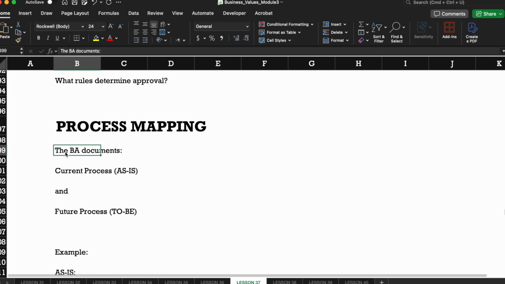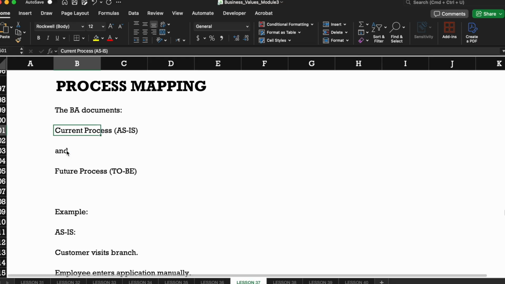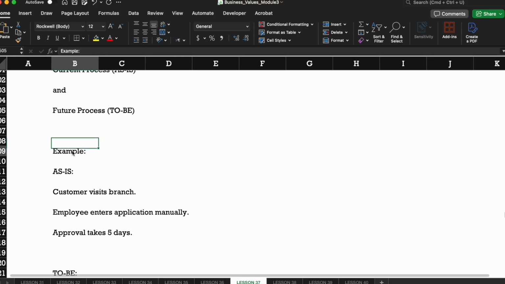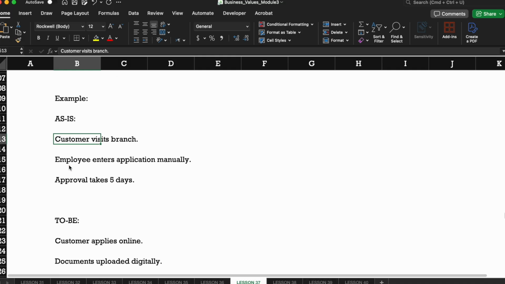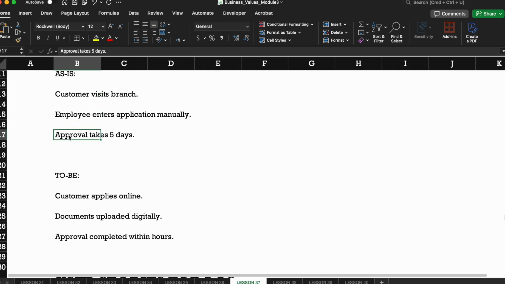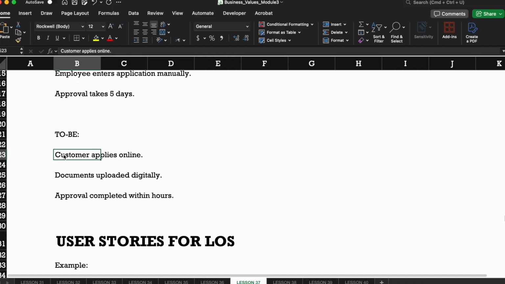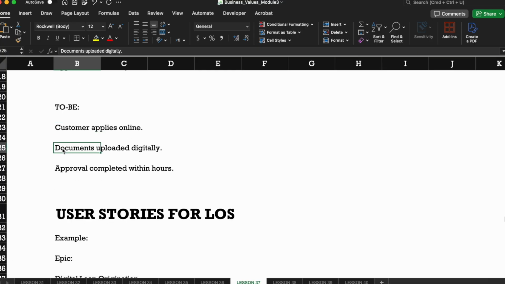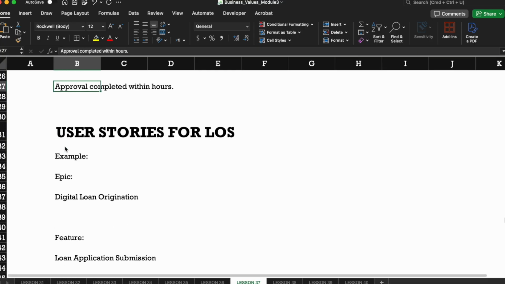Process mapping. A BA documents the current process, as-is, and the future process, to-be. Example as-is: customer visits branch, employee enters application manually. Approval takes 5 days. To-be: customer applies online. Documents uploaded digitally, approval completed within hours.